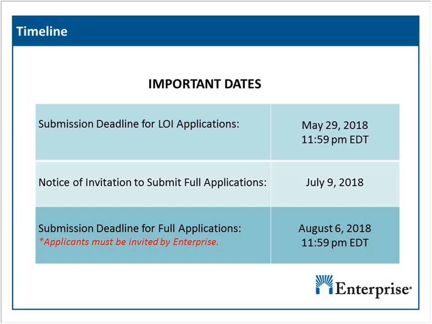And I think now I'm turning it back over to Kate to go over some important timelines and final reminders. Thanks. So again, the deadline for submitting your LOI applications is May 29th, 11:59 p.m. Eastern. Again, SlideRoom will be shut down at 11:59, so make sure you submit before then. If you're selected to advance to the full application stage, you'll be notified around July 9th. And then those full applications must be submitted by August 6th at 11:59 p.m. Eastern.